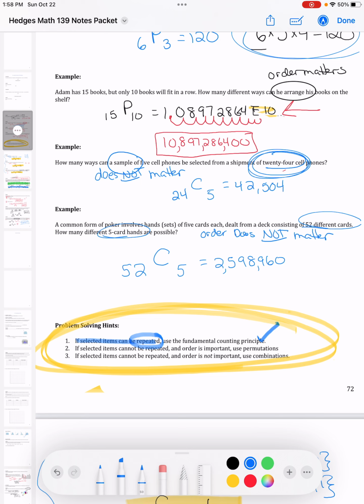If you cannot repeat, you're going to ask yourself a second question: does order matter? If order is important, if order matters, it's a permutation. If order does not matter, it's a combination. So again, 2 questions. First one, can I repeat? Yes, work the problem. No, ask yourself the second question, does order matter? Yes, it's a permutation. No, it's a combination.